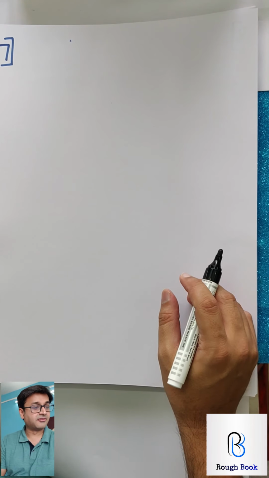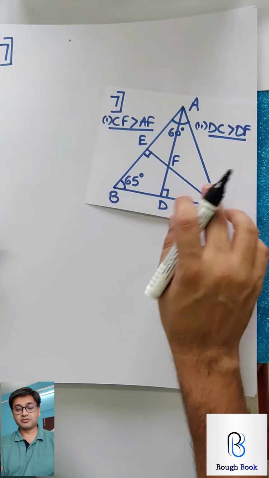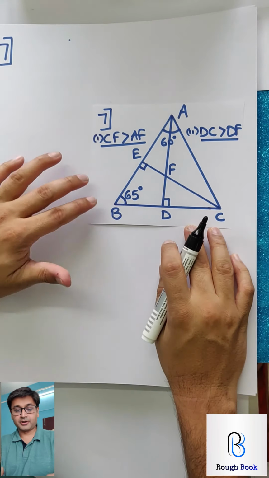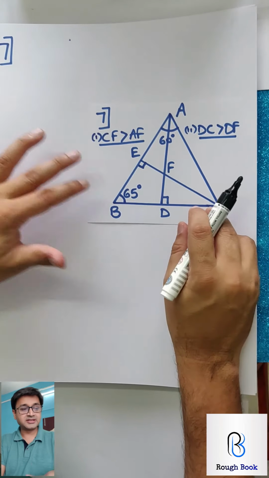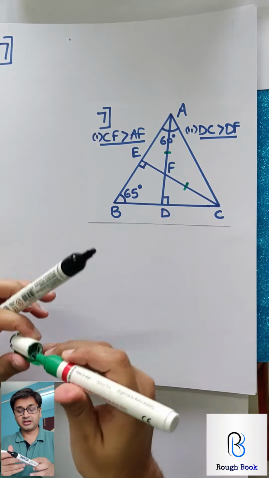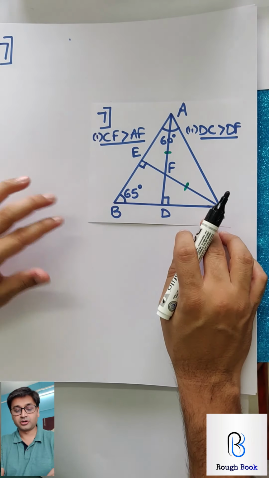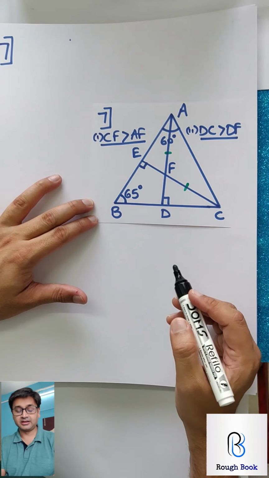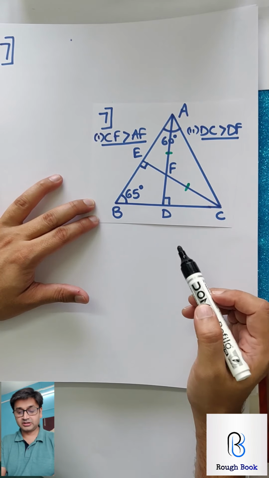Sum number 7. 7 is a good question. We'll have to really think about it, and we'll have to go gradually part by part. So first one, they say CF greater than AF. CF greater than AF. These two green sides is what you're going to compare. This is 60, 65 given. This is 90 and 90 given. So how are you going to compare these two?